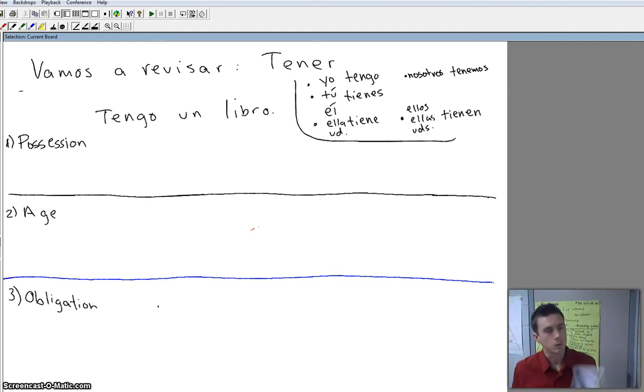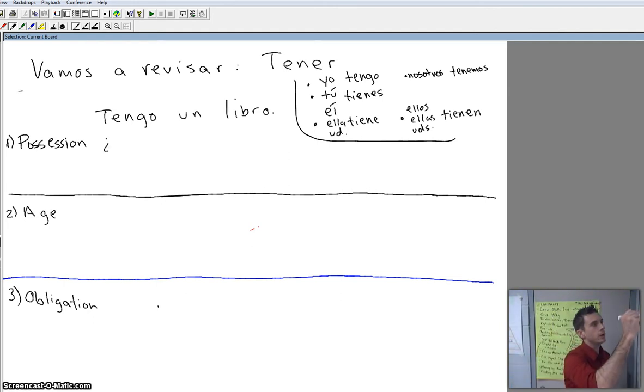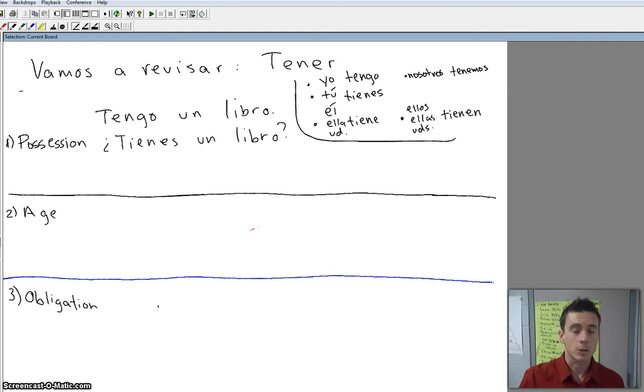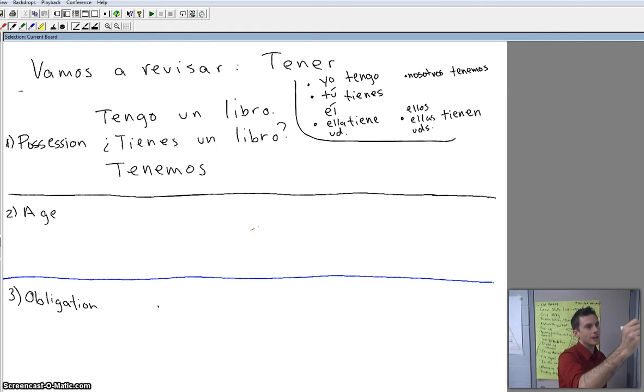Tengo un libro. If I wanted to ask you, do you have a book? Tienes un libro. Do you have a book? In Spanish, we don't have actual words for do or does or are or is when we're asking questions. It's all implied inside the form of the verb. Alright, so let's give one more example. We have class. Tenemos clase.